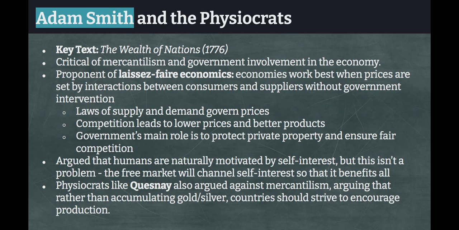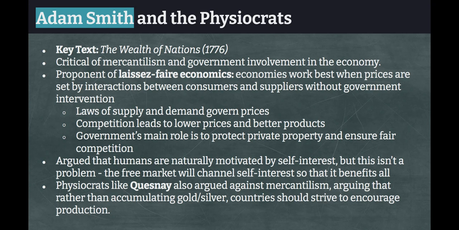All right. So we talked a lot about morality and government and society, but there's also a bunch of Enlightenment philosophers who are really interested in economics. So how economies function, right? And the most important of these is Adam Smith, and he wrote this book called The Wealth of Nations. And he was really critical of mercantilism and the idea that the government should be involved in the economy at all. He argued in favor of this idea called laissez-faire economics.